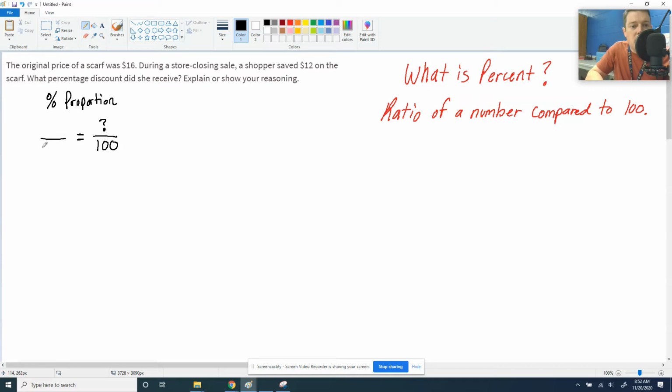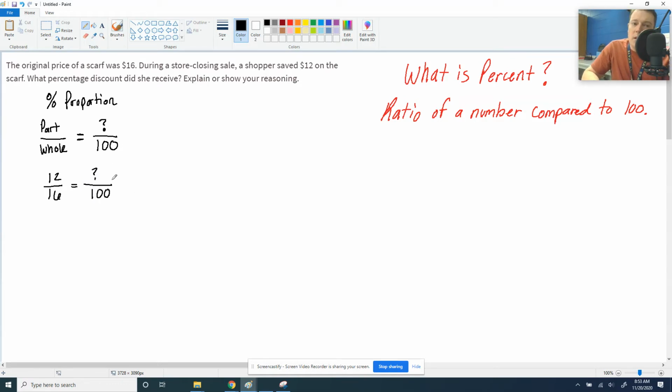But the other side of the percent proportion, that's not dealing with the percentages, is the values, which are usually going to be some type of part and some type of whole. So in this case, the whole would be the original price of the scarf, the $16, and the part would be the part that you saved. The smaller part is usually the smaller number. So in this case, it would be set up as 12 out of 16 equals something out of 100.